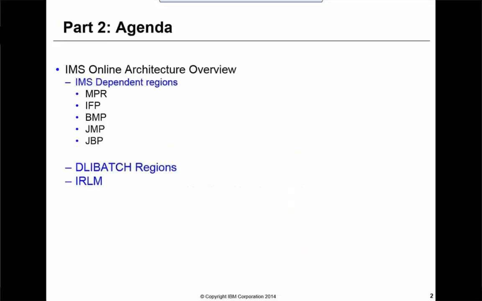So let's go ahead and get started with IMS Dependent Regions. This is our agenda. In our Part 2 video, there's a typo. It says Part 2. It should say Part 3. In our Part 2, we talked about the IMS control region. We talked about DBRC and DLIBATCH region. So here in Part 3, we're going to talk about the IMS dependent regions, the MPRs, the IFP, BMP, JMP, JBP regions. And we'll also talk about something a little separate from the online environment called the DLIBATCH region and the IRLM address space. So let's do that.